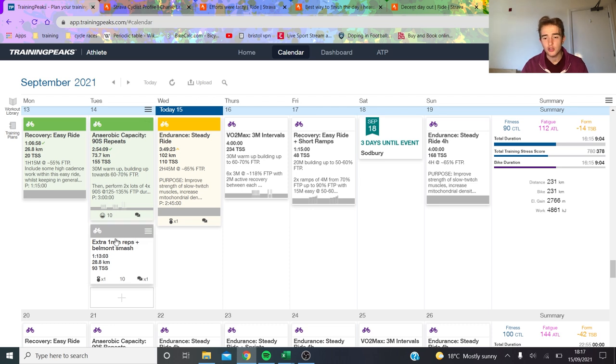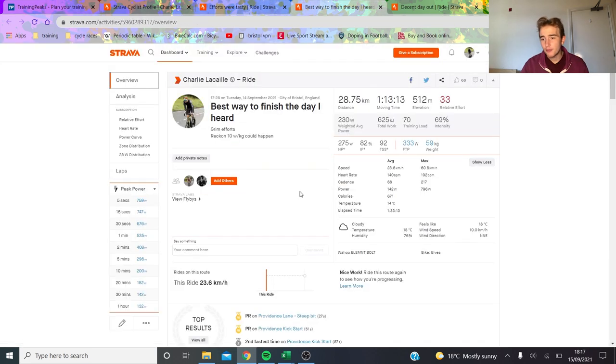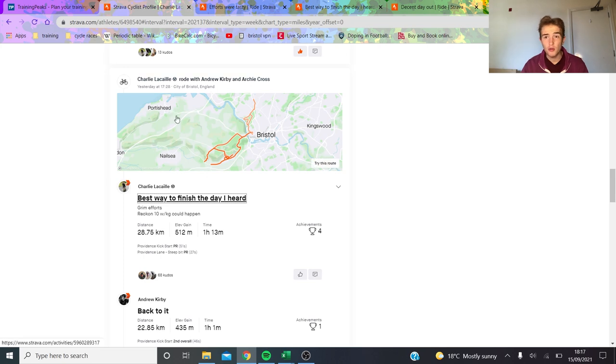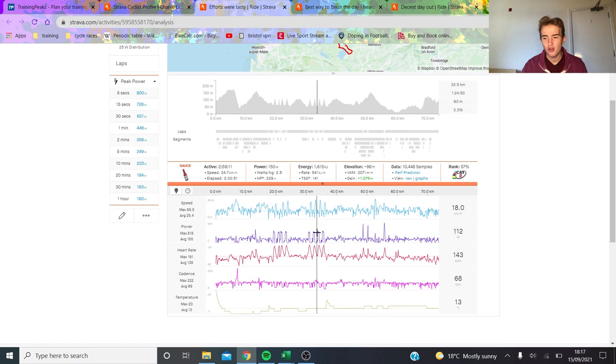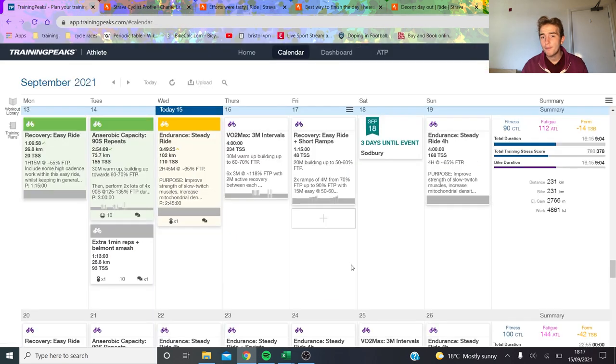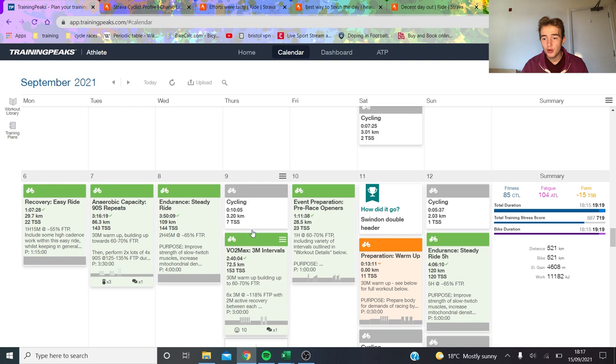The other thing is it's always good to get other people out and just smash them. When I did them the other day, Andrew and Archie both absolutely battered me up every sprint, which was good because I was just like, gotta go harder. I really pushed myself. If I was on my own, maybe it wouldn't have happened as much. But anyway, the rest of my training has been going pretty well.